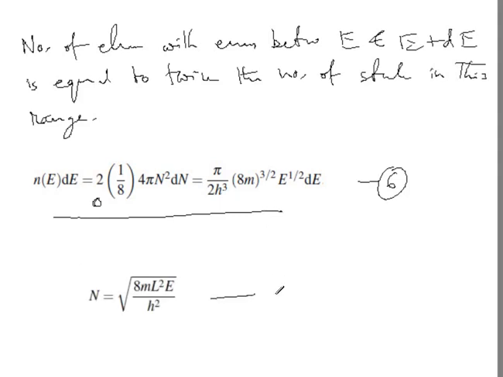which is equation 7. Now note that this condition holds when the temperature of the gas is 0 Kelvin. But if the temperature is above 0 Kelvin, then what happens? Then some electrons will have energies above the Fermi energy.